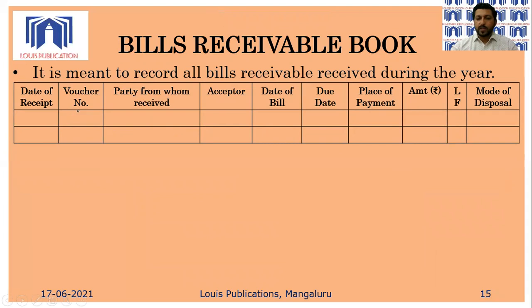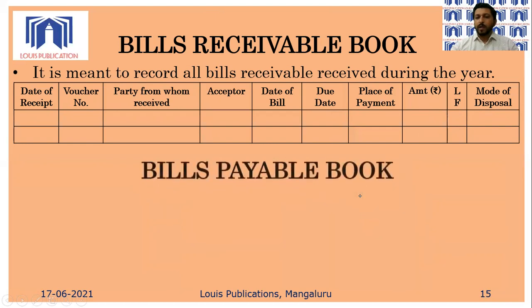We have the date of receipt, the voucher number, the party from whom it is received, the acceptor, the same person who accepts the bill or is supposed to pay, the date of the bill, and the due date and maturity date concept. We will learn more about due date and maturity date in the chapter bills of exchange. Then you have place of payment, the amount of the bill, the ledger folio column, where you are going to enter this in the ledger book, and the mode of disposal.